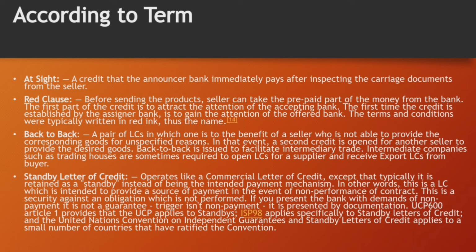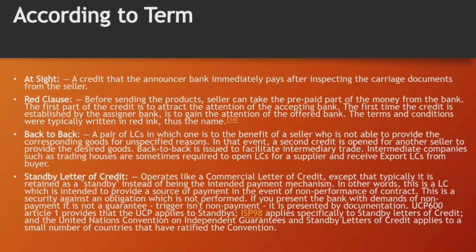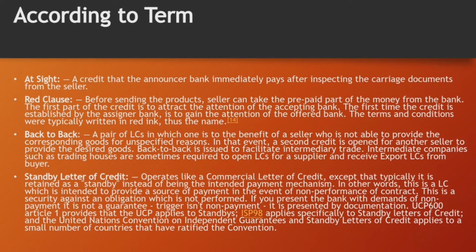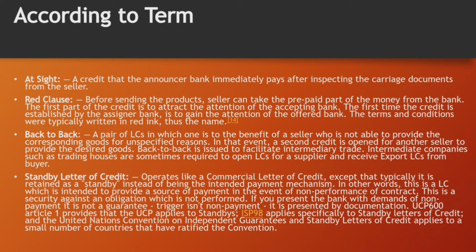Back-to-back. A pair of LCs in which one is to the benefit of a seller who is not able to provide the corresponding goods for an unspecified reason. In that event, a second credit is opened for another seller to provide the desired goods. Back-to-back is issued to facilitate intermediate trade. Intermediate companies such as trading houses are sometimes required to open LCs for a supplier and receive export LCs from the buyer.